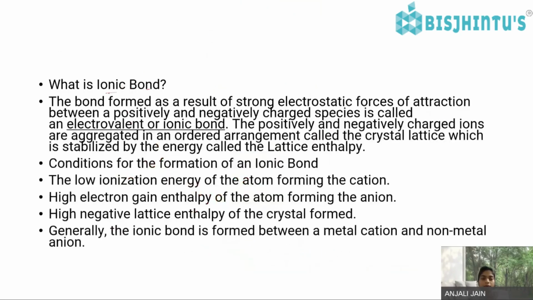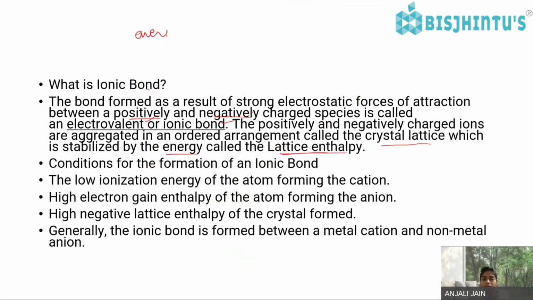Then what is an ionic bond? We have seen that it is the electrostatic interaction between positive and negative charged species, called the electrovalent or ionic bond. Why electrovalent? Because electron valency and polarizing power help a lot in this. The positively and negatively charged ions are aggregated in an ordered arrangement called the crystal lattice, which is stabilized by the energy called lattice enthalpy.